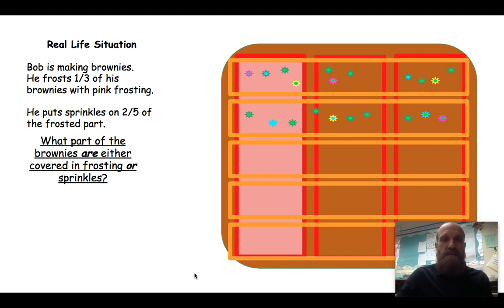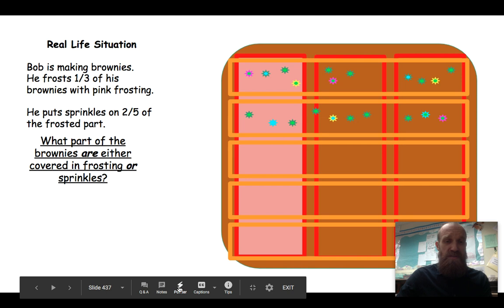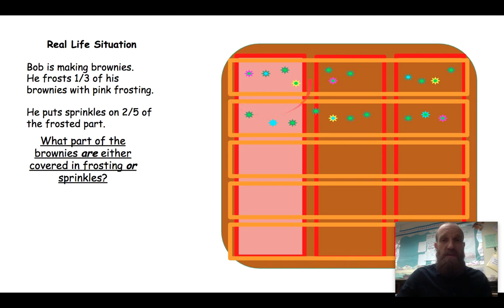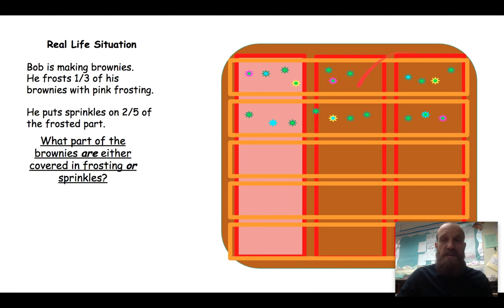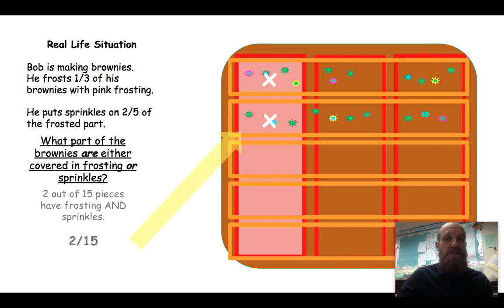Well, if you take a look, and I'm going to try using some pointer tools, here are the two parts that are covered in both pink frosting and sprinkles. These parts down here have pink frosting, but no sprinkles. These parts over here have sprinkles, but no frosting. And the question says, what part of the brownies is covered in frosting or sprinkles? That part is covered in frosting or sprinkles, and that part is covered in either frosting or sprinkles.